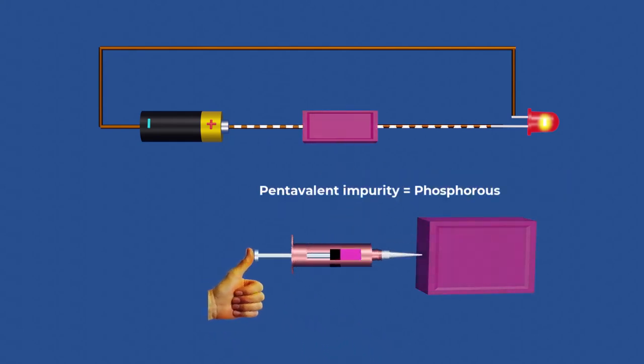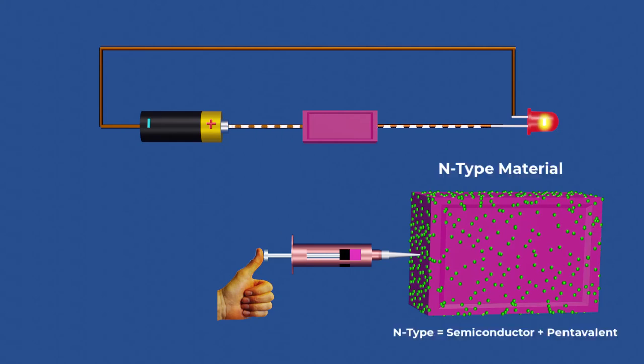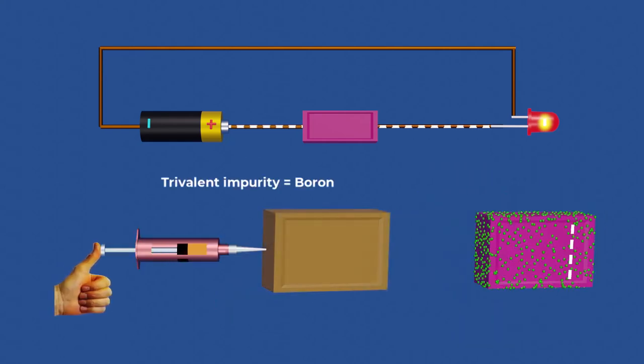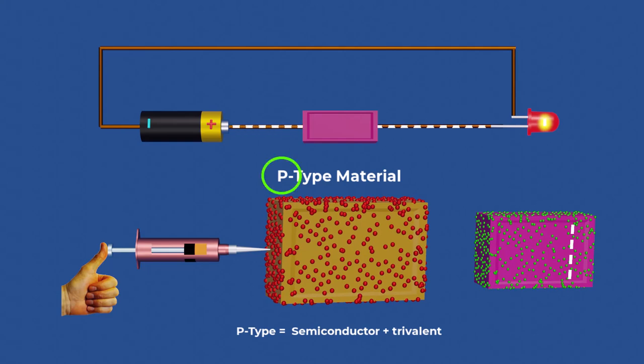Adding a pentavalent impurity, like phosphorus, introduces free electrons into the semiconductor, creating an N-type material, where N stands for negative charge carriers. Conversely, adding a trivalent impurity, such as boron, creates vacancies, called holes, resulting in a P-type material, where P stands for positive charge carriers.